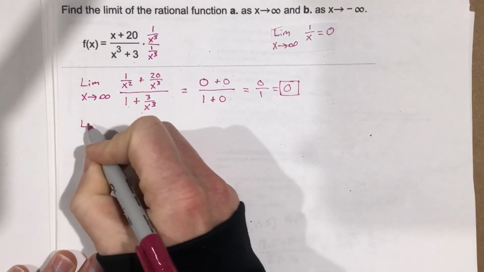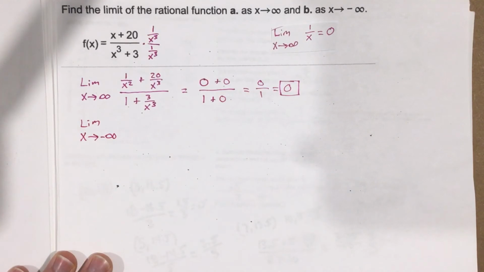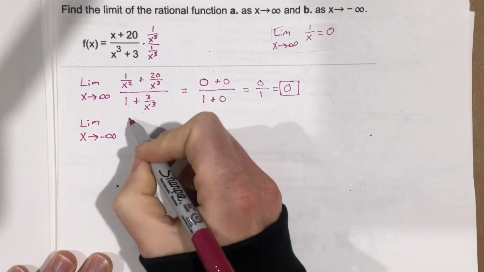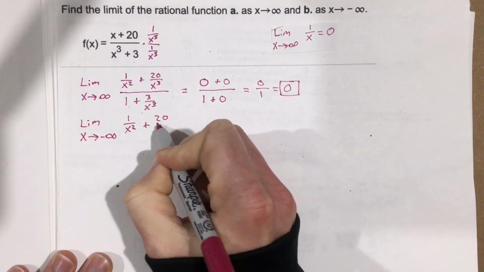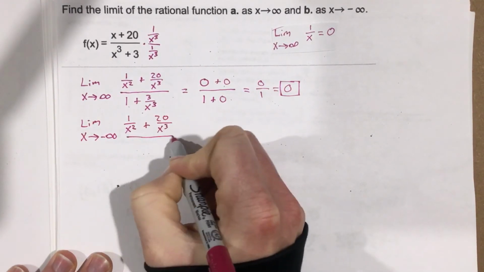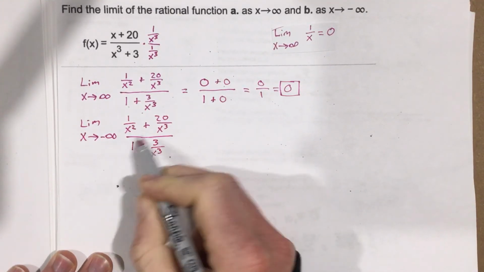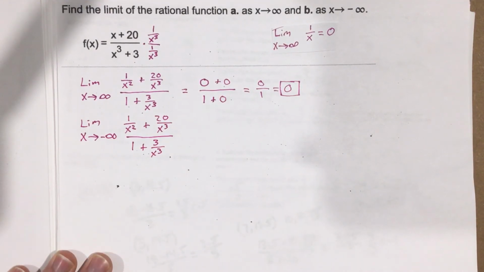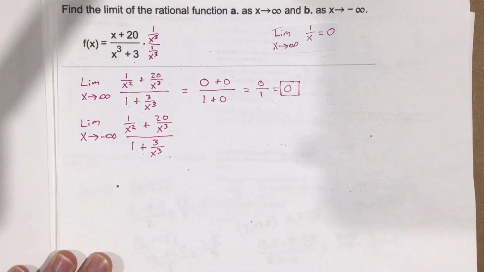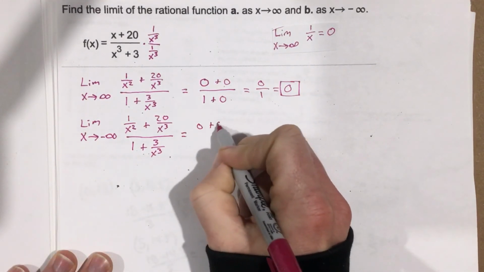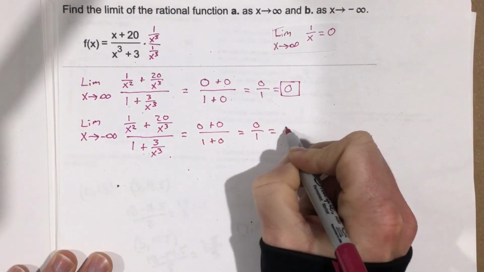So what's the limit as x approaches negative infinity? Well, that's not going to change anything if I just use what I've already simplified a little bit here and plug in negative infinity. Well, we saw earlier that when you plug in negative infinity, that's not going to change anything. You're still going to approach zero for these 1 over x values. So we're still going to get 0 plus 0 over 1 plus 0, which means we're going to get 0 over 1, which is 0.